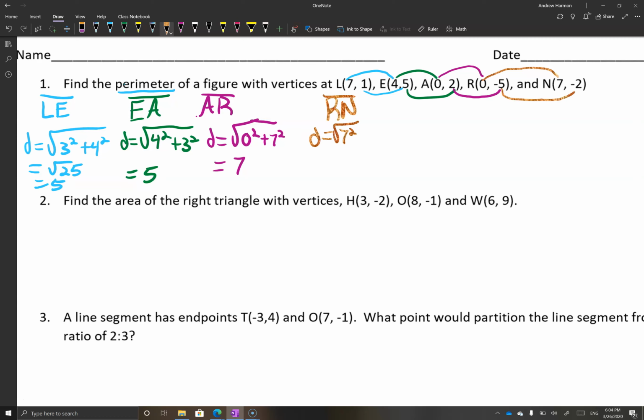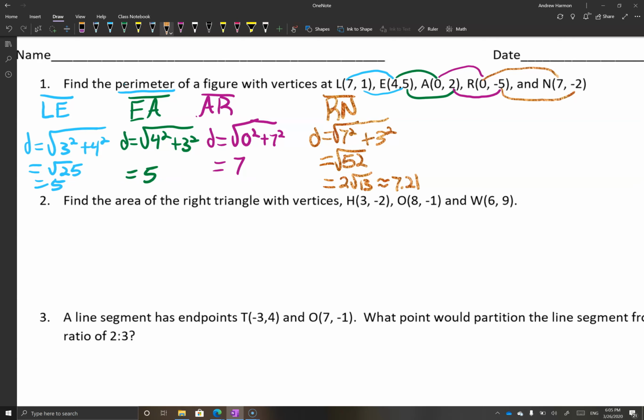All right, next one, RN. Okay, again, 0 to 7, that is a distance of 7 squared. And negative 5 to negative 2, that is a distance of 3. So it's 3 squared. And 7 squared plus 3 squared, that's going to give us 52. That's the square root of 52. And that will be 2 times the square root of 13, which is approximately 7.21.